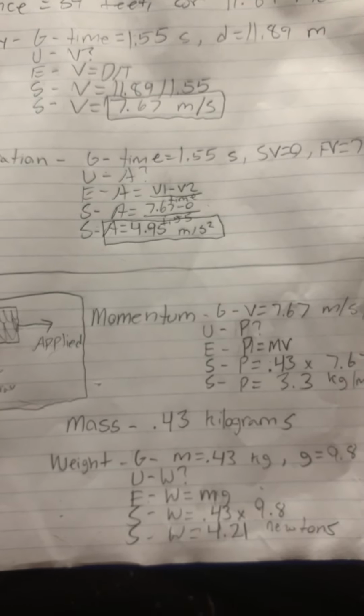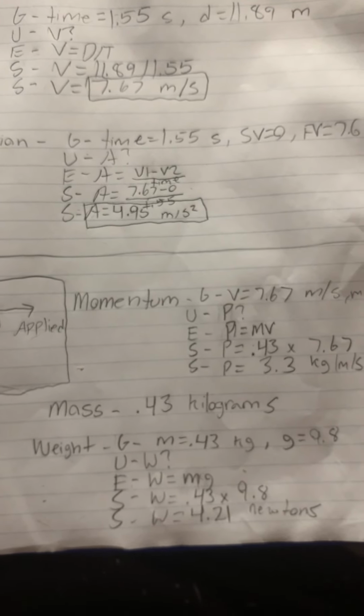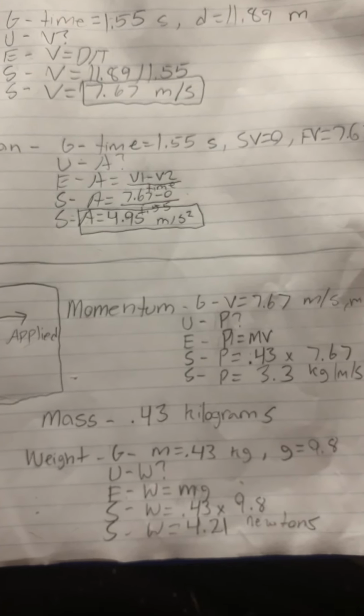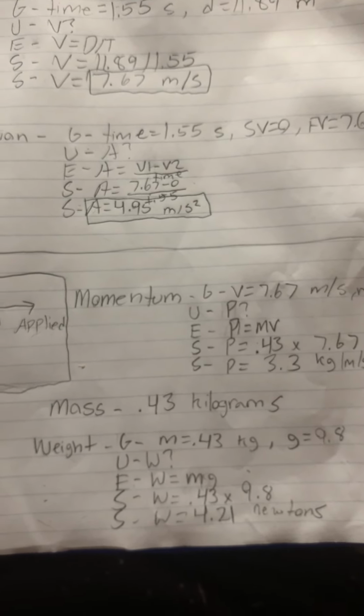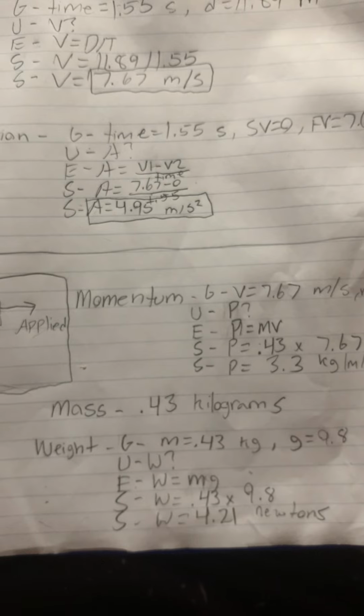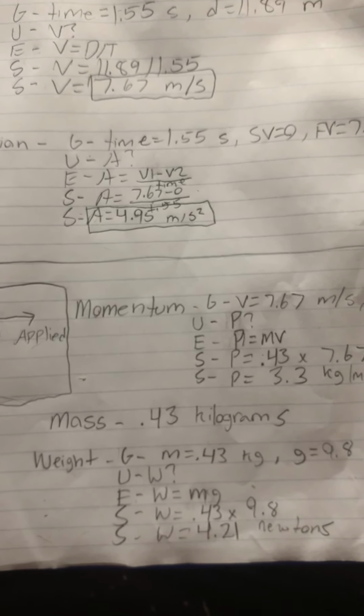Once I had my velocity, I could then find my acceleration, which is the rate at which the velocity changes. The equation for acceleration is the final velocity minus the initial velocity divided by the time. So in this case, I did 7.67 minus 0 and divided that by 1.55, and I got a final acceleration of 4.95 meters per second squared.